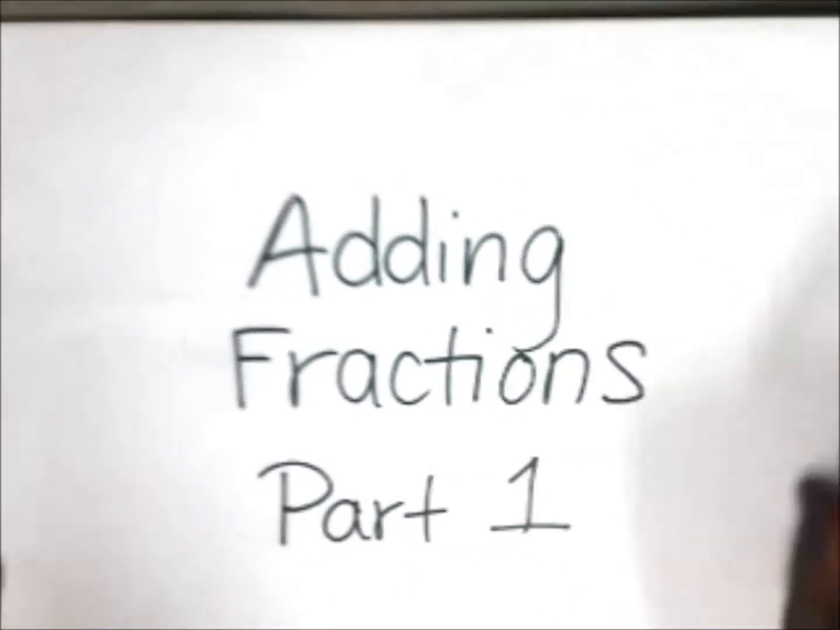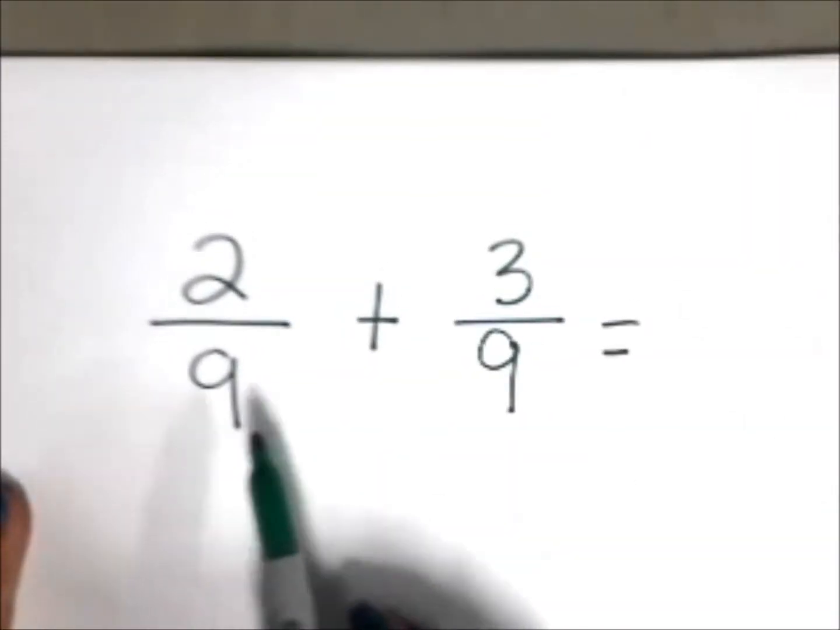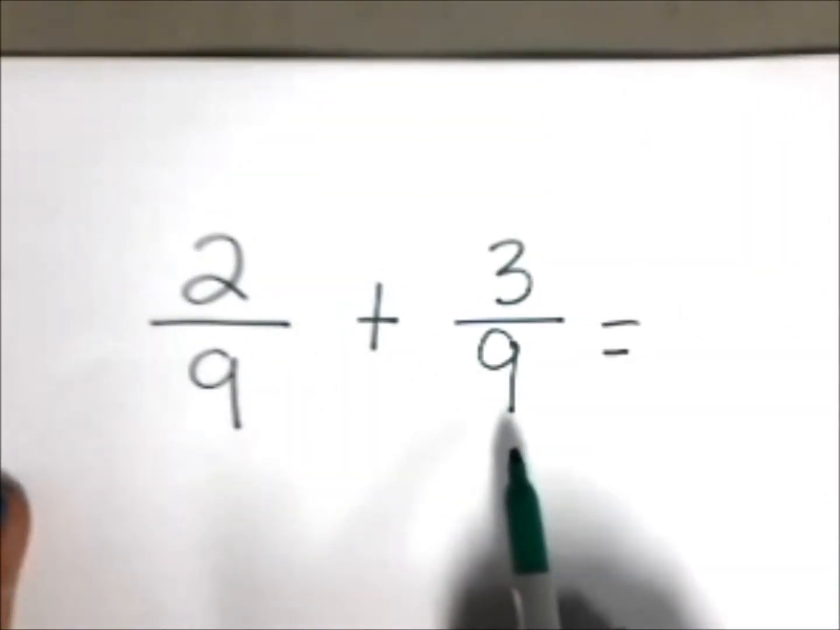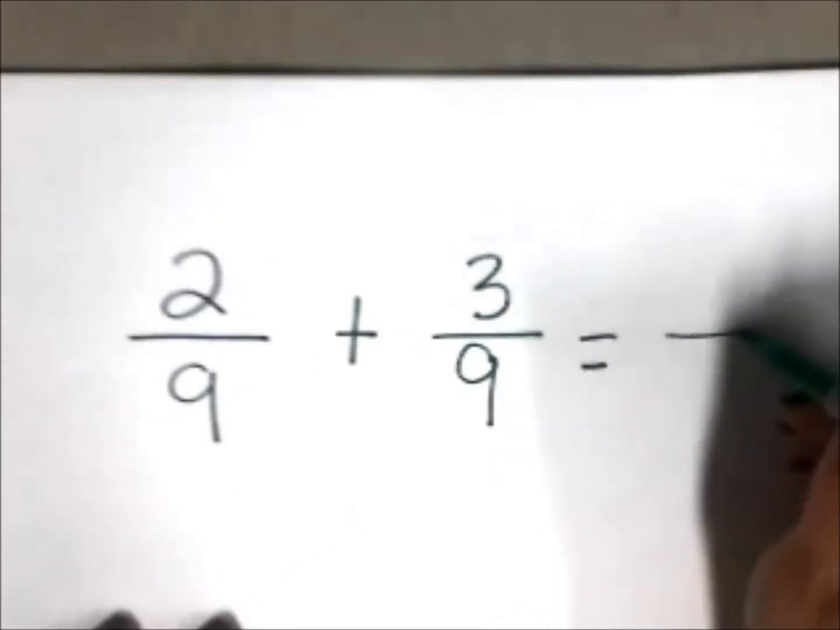Today we're going to be talking about adding fractions part 1. We're going to begin with the most simplistic scenario, which is when we have common denominators. That means the number on the bottom is indeed the same. We follow a few steps in solving problems like this.